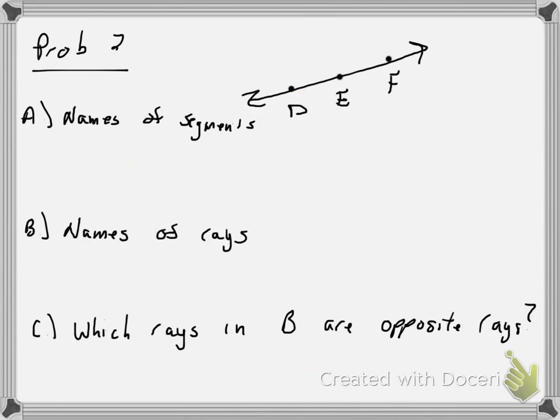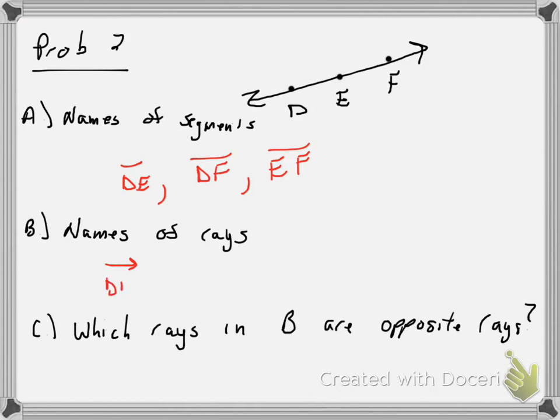Problem 2, using this, name the segments. Again, you're looking for 2 letters, segment DE, and I'd be systematic about it. DE, DF, and EF. Understand that DE could also be ED, and DF could also be FD, and EF could also be FE, but they're the same ones.